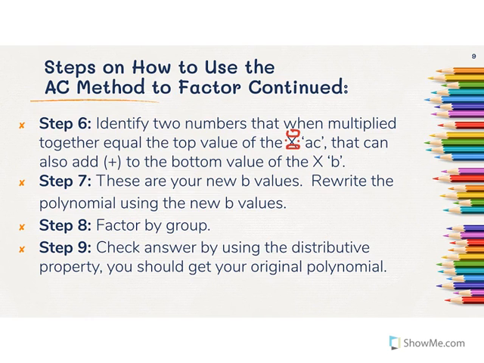So I'll be showing you guys this example. Step 7, these are your new B values. You're going to rewrite the polynomial using the new B values. Step 8, you're going to factor by grouping. Step 9, you're going to check your answer by using the distributive property, and you should always get back to your original polynomial in order to make sure that you did this right. Please don't skip this step, you guys.